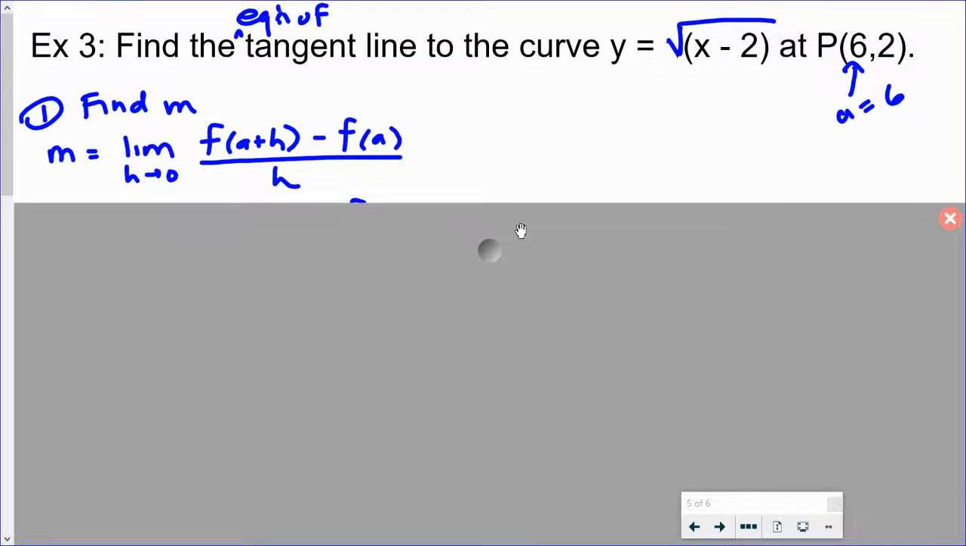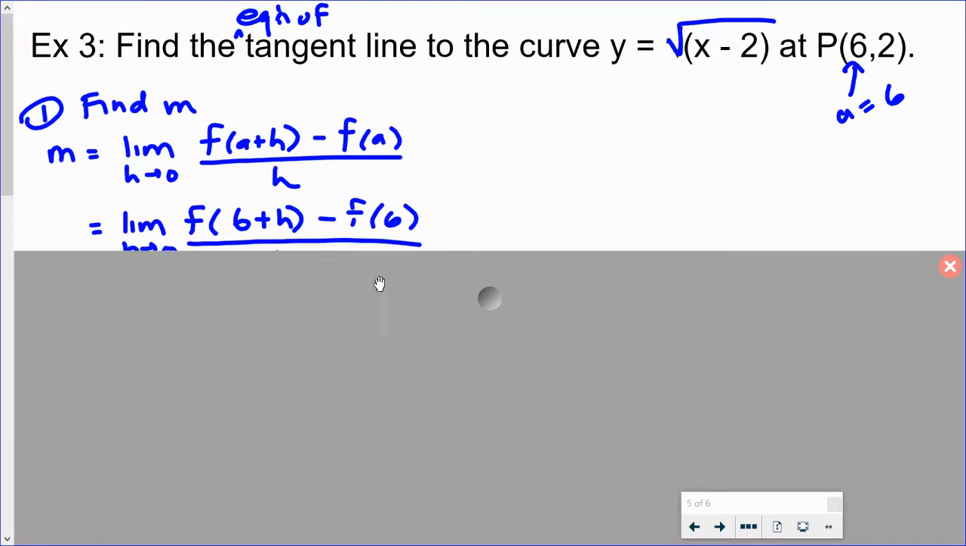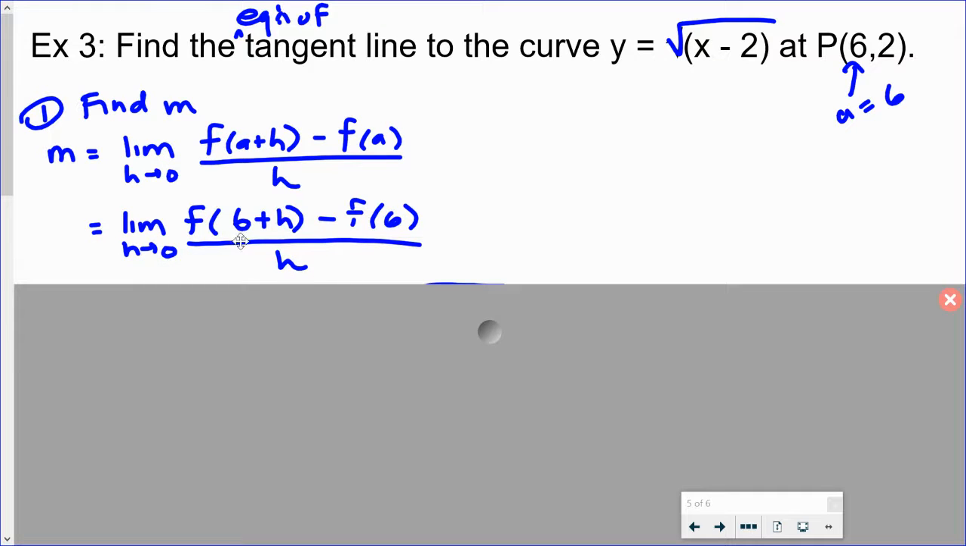Okay, so if I want to find the slope, I'm going to apply the difference quotient formula, the limit as h approaches 0 of f of a plus h minus f of a all over h. And I'm going to plug in the parts that I know. So from the point that I was given, I know that a is 6. And so I can plug that in here, and I can plug it in here. I don't know what h is because eventually I want to sub in 0, but I can't do it yet. I need to expand and simplify.